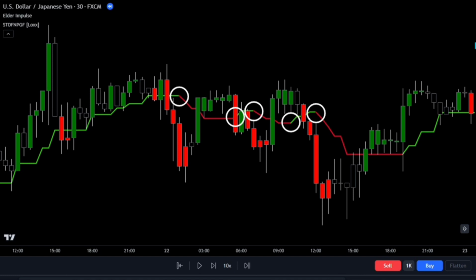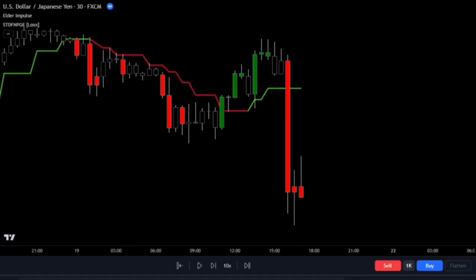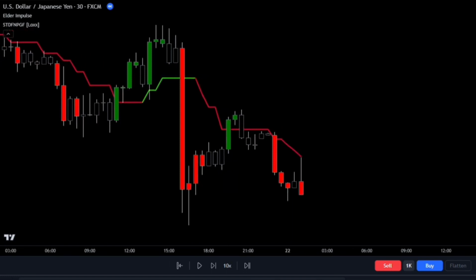That's why it's crucial to combine it with our Elder Impulse system. By doing so, we'll get more accurate signals and avoid many losing trades. Let's take a closer look at how to use this powerful indicator to open trades. This part is really important, so pay close attention.